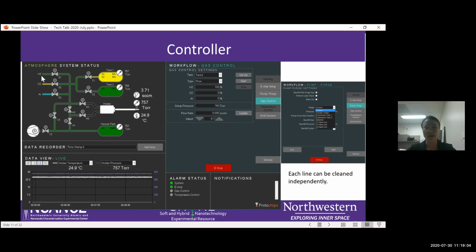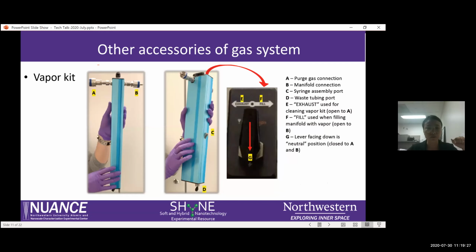Because sometimes if you switch gas, like from hydrogen to oxygen or to carbon dioxide, we always have some hydrogen residues in the tubing. So we will close the valve on the cylinder and do the cleaning pump purge of the supply line, input line, and so you will make sure you have the cleanest gas you can.